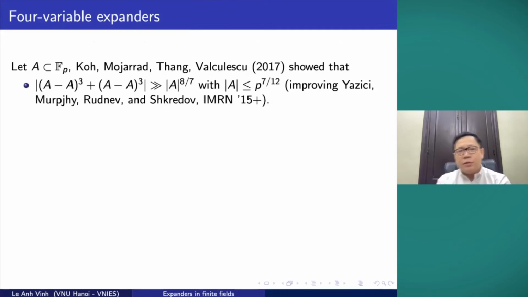So let's move on to the four variable expander for the finite case. In the paper by Dong-un, Mozarat, Thang, and Vaculescu, they show several results. The first one is improving the previous result by some authors. When we talk about the curve distance, A minus A power 3 plus A minus A power 3, right? We have the upper bound for that set is at least A over A to the 8 over 7 when the size of the set is small.